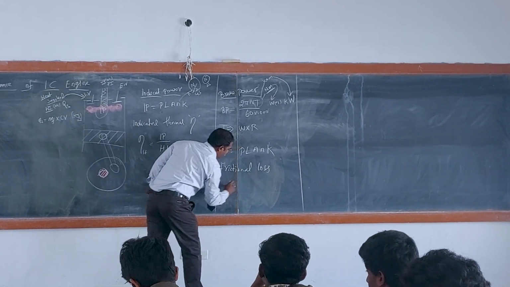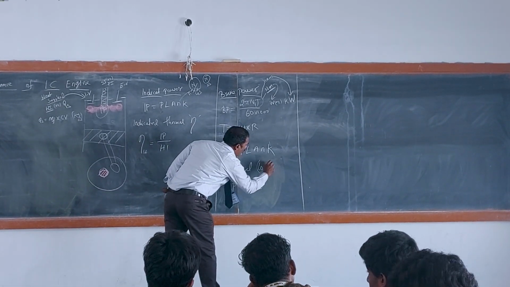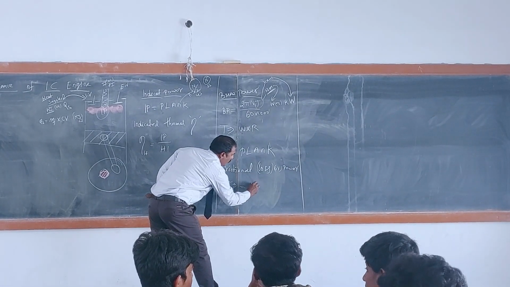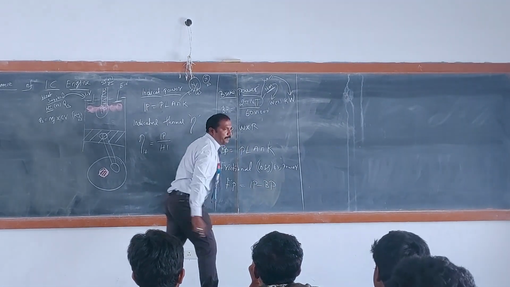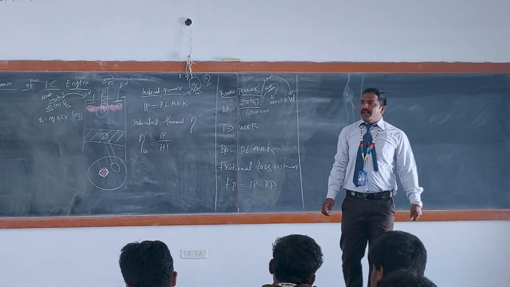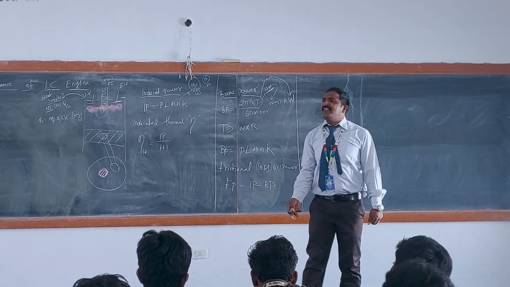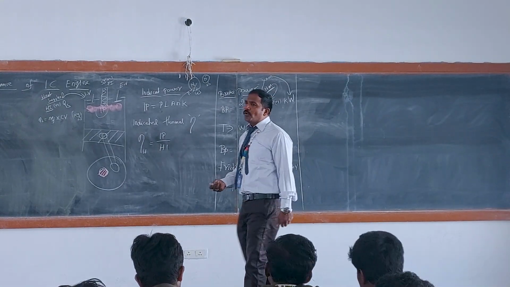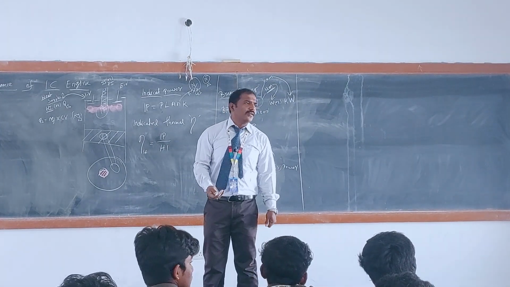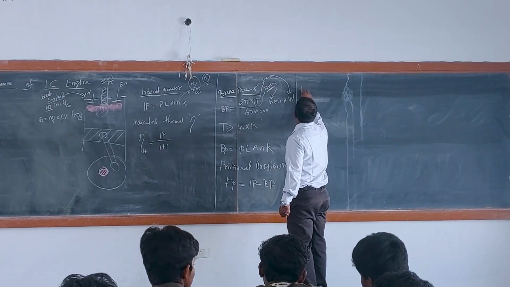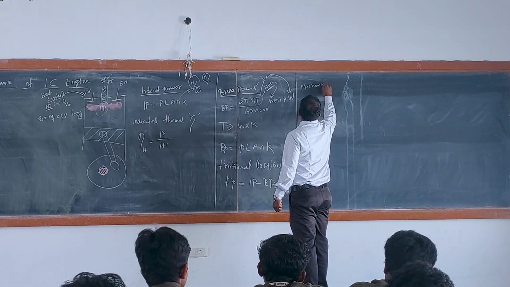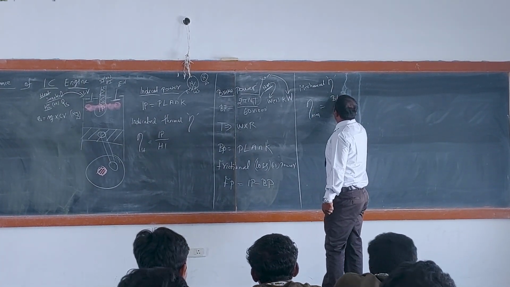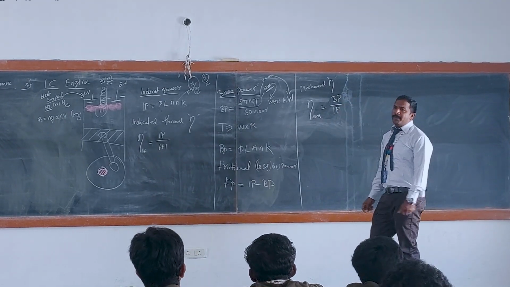We take the loss as frictional power. FP is equal to indicated power minus brake power. If frictional loss is there, what efficiency do we find out? Mechanical efficiency. Mechanical efficiency is equal to output over input, that is BP by IP.